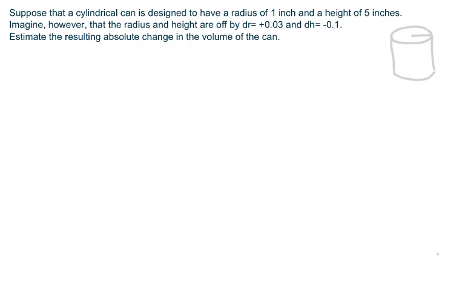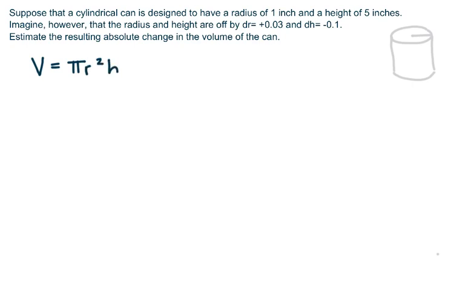So we're dealing with volume. The first thing we need to know is the volume of a cylinder. So this is a right circular cylinder. The base here has an area of pi r squared. So it's the area of the base times the height. We can say the volume is pi r squared h.